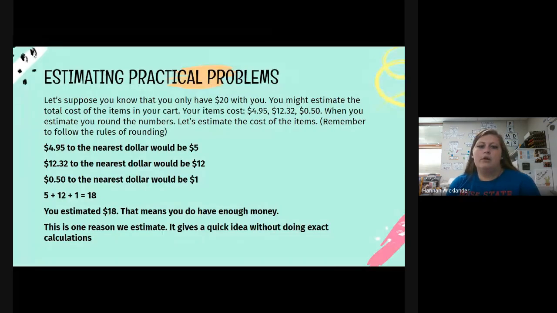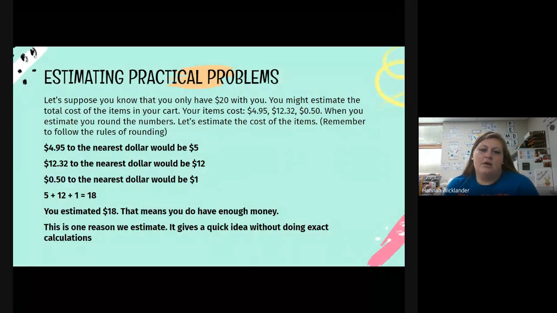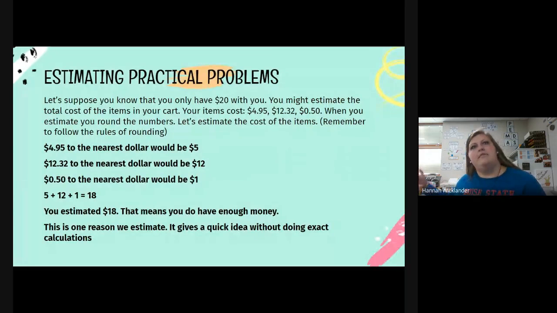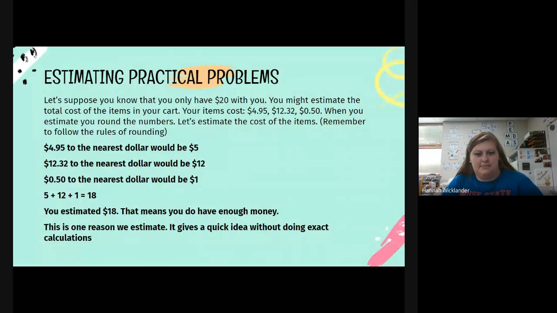So $4.95 rounded would be $5, $12.32 would be $12, and 50 cents to the nearest dollar would be $1. So then 5 plus 12 plus 1 is 18. So that means you do have enough money and then you still have $2 so you can get those hot Cheetos. So this is one reason we estimate. It gives us a quick idea without doing exact calculations.